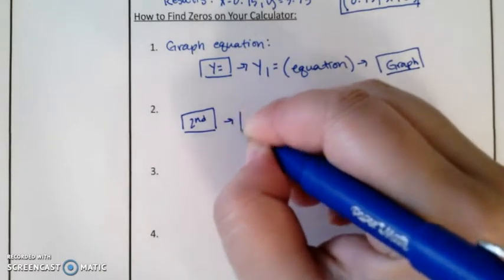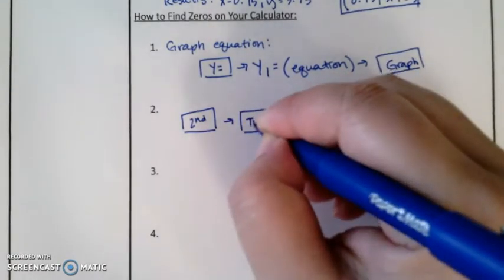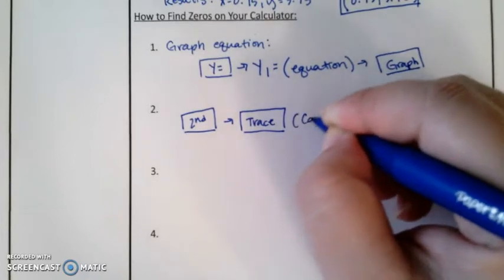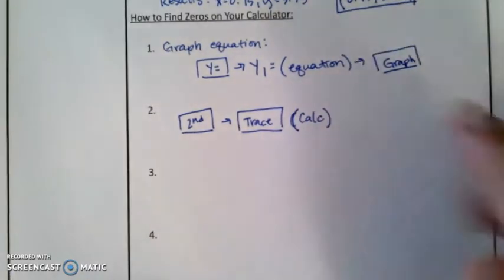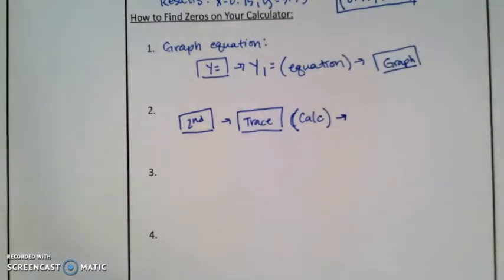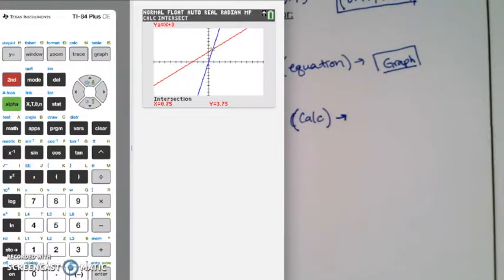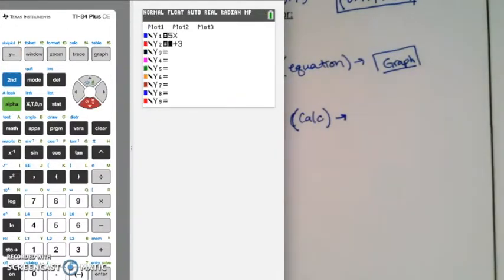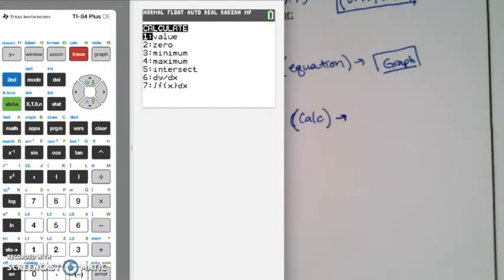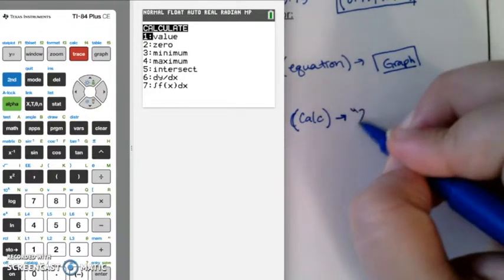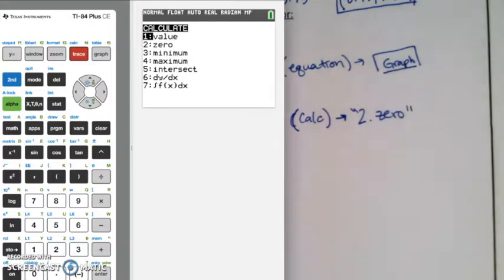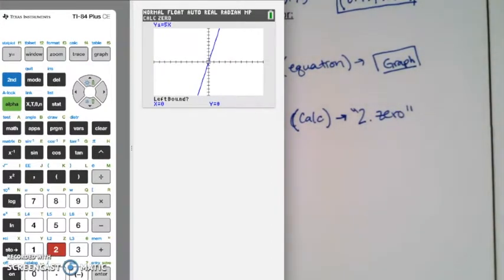And then your second step is similarly you're going to do second, trace, which is really to calculate. But this time, instead of doing intersect, so I'll just do one line, second, calculate. Instead of doing intersect, we're going to do option 2, which is zero. And then we're going to do left bound, right bound, and guess.